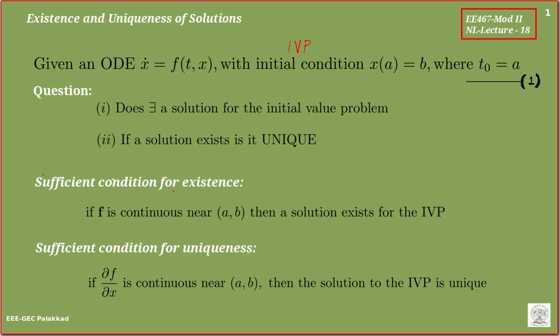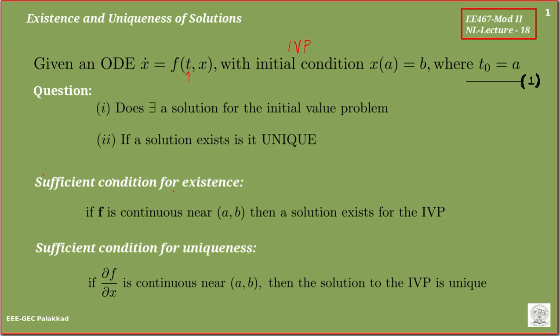What you have to understand here is f, where we are taking the derivative with respect to x. This can contain terms with t as well as x. Here t is the independent variable and x is the dependent variable. Now the question is, if you are given any set of ODEs like this, does there exist a solution to this initial value problem? That means, can we find a solution for this initial value problem, and if at all we can find a solution, then is it unique? That is the question that we have to answer.